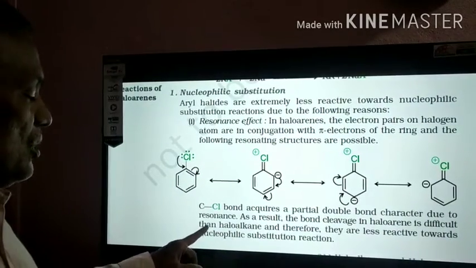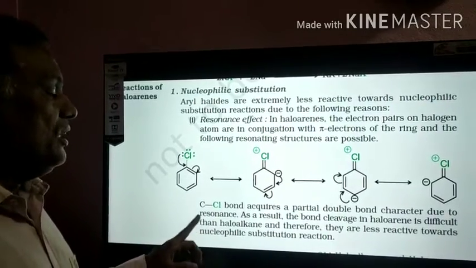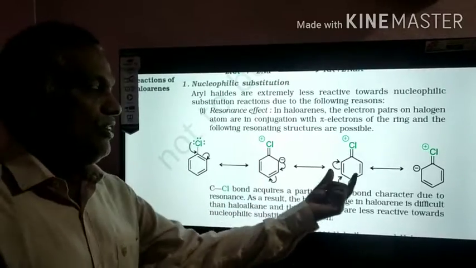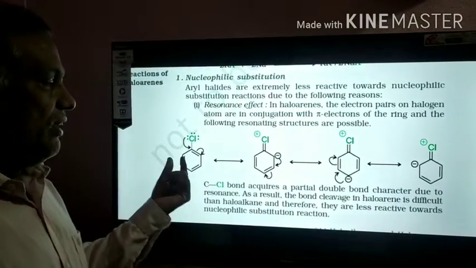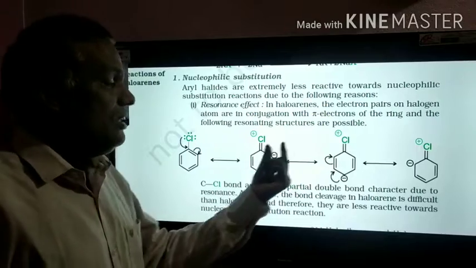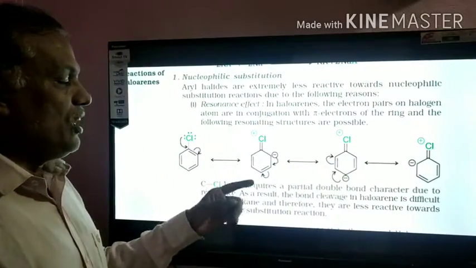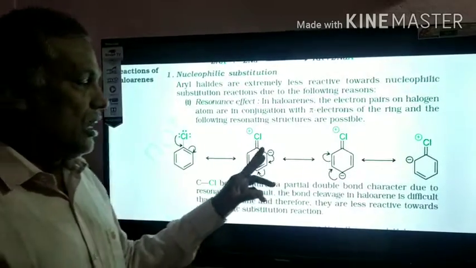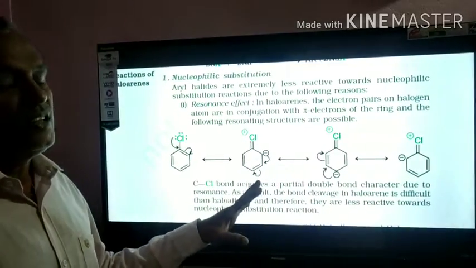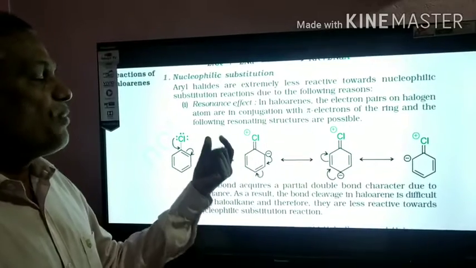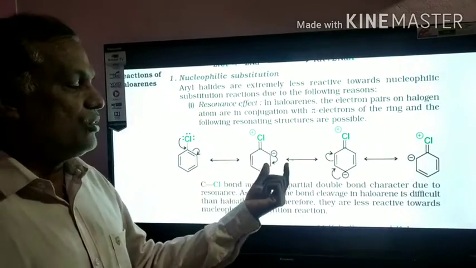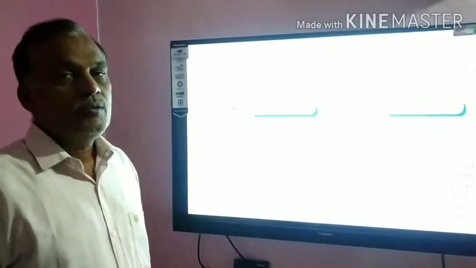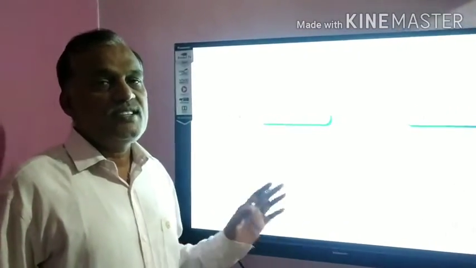They will show low reactivity towards nucleophilic substitution reactions. Whenever they give, we have to write down these resonance structures. While writing the resonance structures, check the negative charge. Wherever it forms, at the ortho and para positions, sorry, ortho and para positions, the negative charge will be there. So that's why the reactions will take place at the ortho and para positions with a nucleophile. So the first reason is the resonance effect.